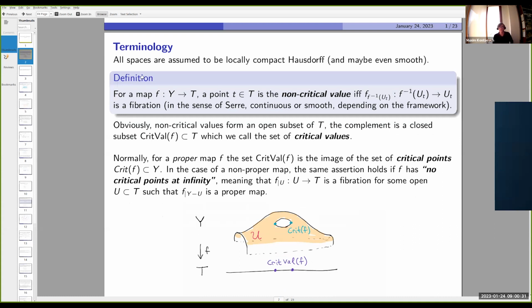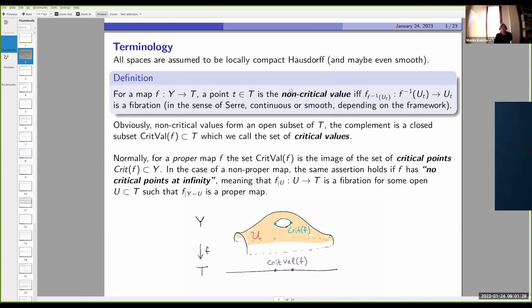First, I have to fix some terminology. The spaces which I consider are usually manifolds, but in general they are locally compact Hausdorff spaces. Suppose I have a map from one space to another. What I call a non-critical value is a point on the base such that there exists an open neighborhood whose pullback is a fibration. Fibration is understood in the sense of the framework you are in: in homotopy theory, in the sense of Serre; in topology, a continuous fibration; or smooth in a manifold setting. By definition, non-critical values form an open set, so the complement is a closed set, which is called critical values.